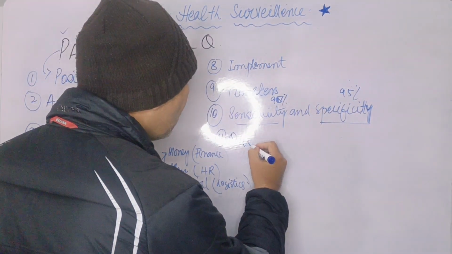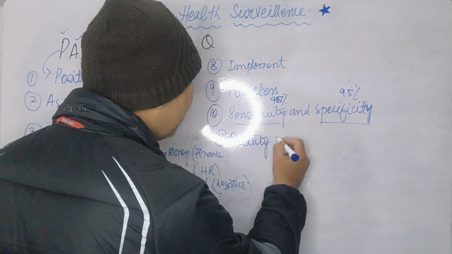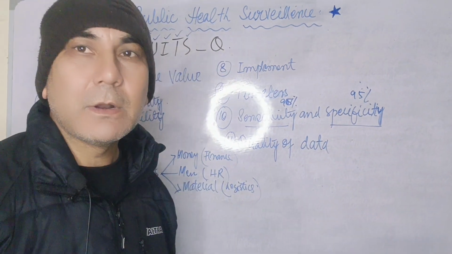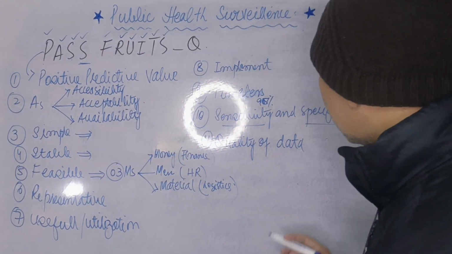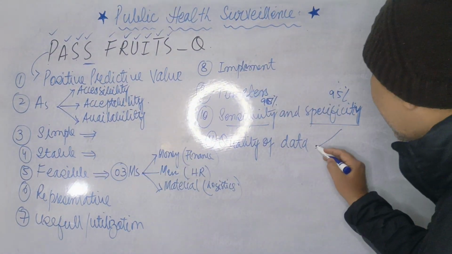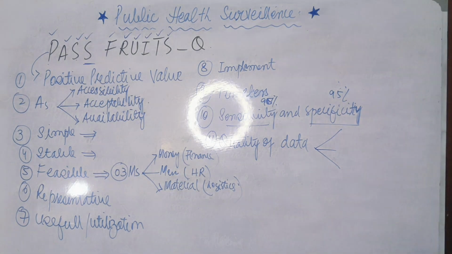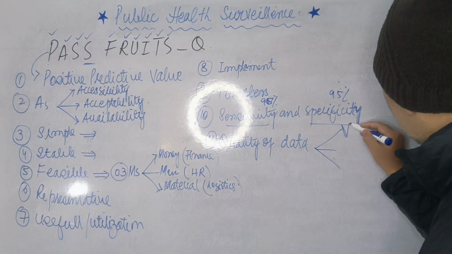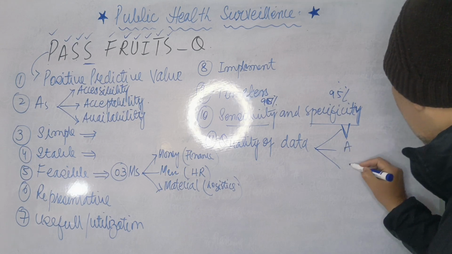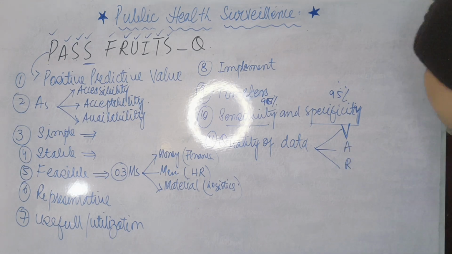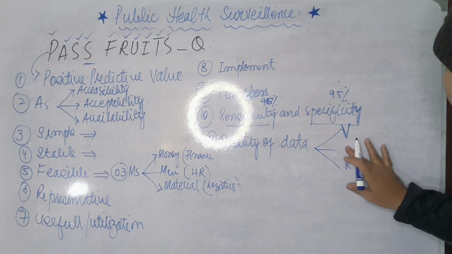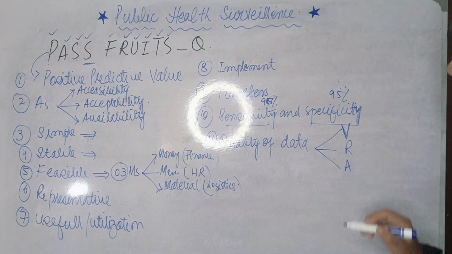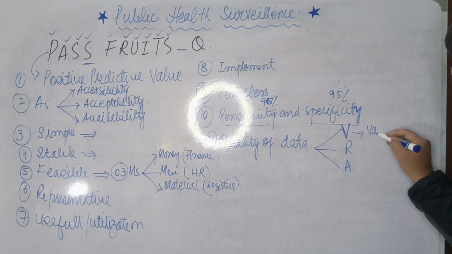Q is the quality of the data which you have collected from the surveillance system. So what should be the characteristics of the quality? It should be VRA. VRA. V should be validity.